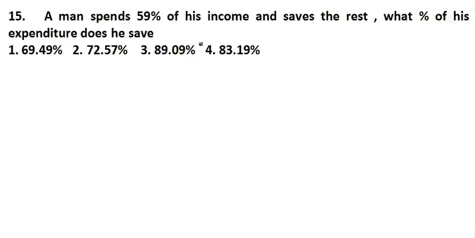Now see this question. A man spent 59% of his income and saved the rest. What percent of his expenditure does he save? Now tell me, we know that income minus expenditure is equal to saving. Any doubt? No doubt, right? From income, meaning whatever money we have, if we spend that money, then the remaining is called saving, right? Here it is said 59% of his income he spent.